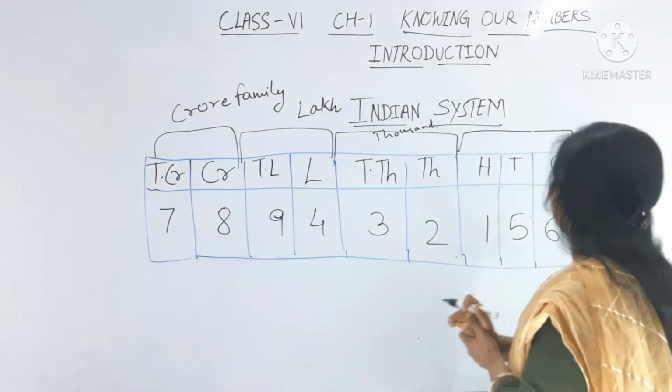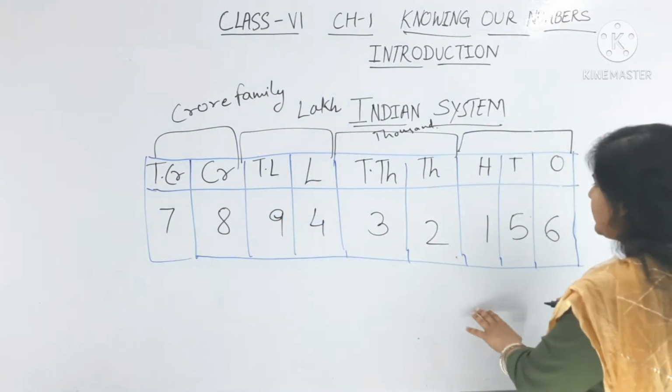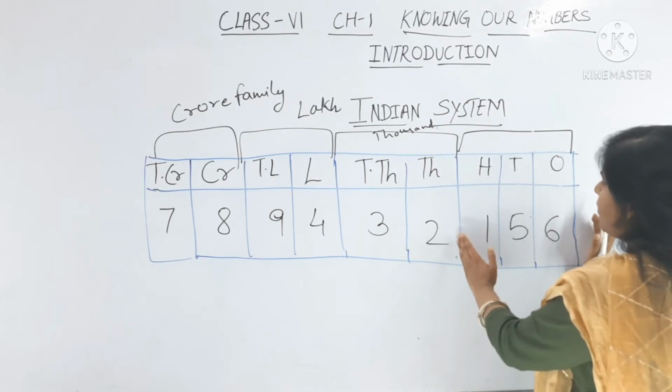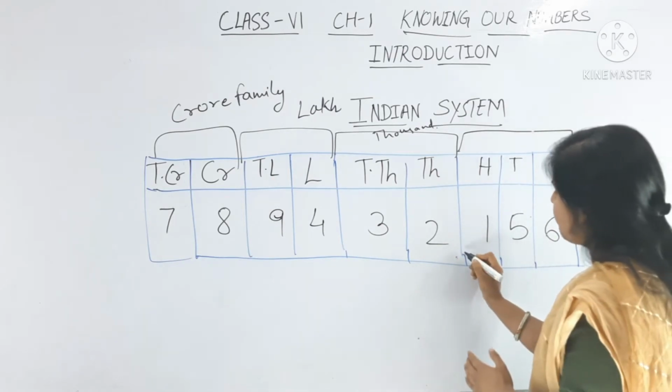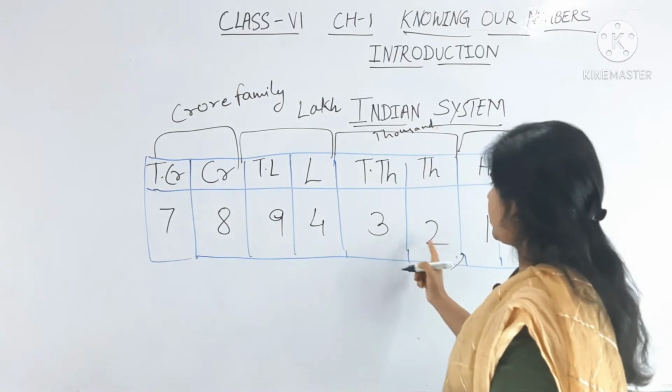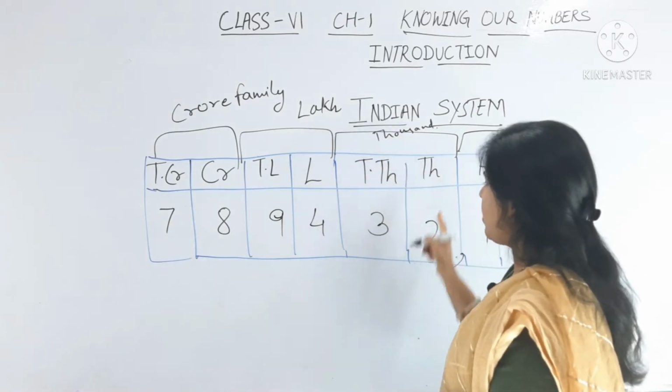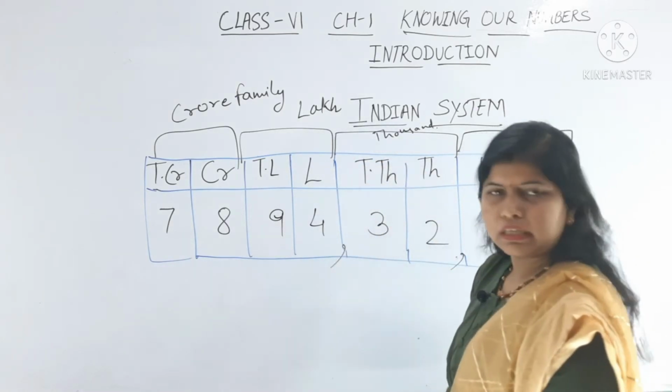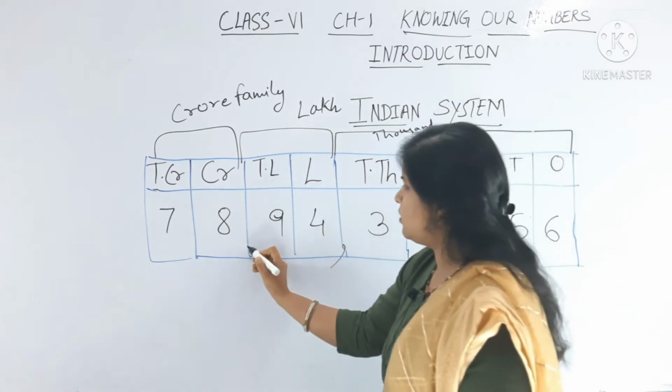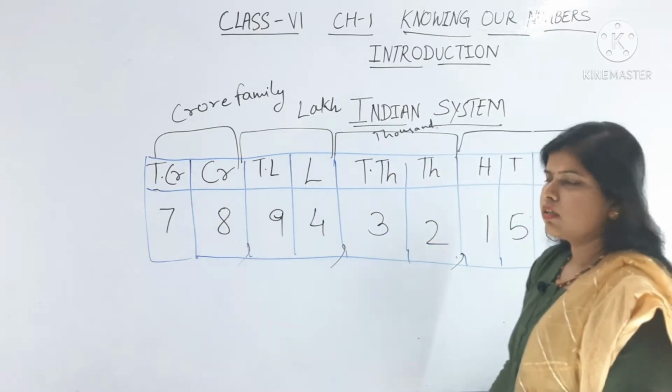How will you put the commas? For putting commas, after one family we have to put a comma like this. This is one family, so we put a comma here, then this one.